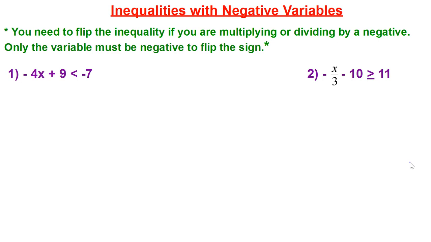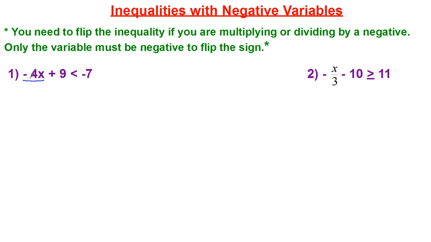Alright, so today's topic is going to be inequalities with negative variables, more specifically negative coefficients. We're going to have to notice that every time we see a negative sign next to our variable or next to our coefficient, we're going to have to flip the inequality sign. The reason is that if we don't flip the inequality sign, then it's not going to be true. Alright, so let's go ahead and take a look here.